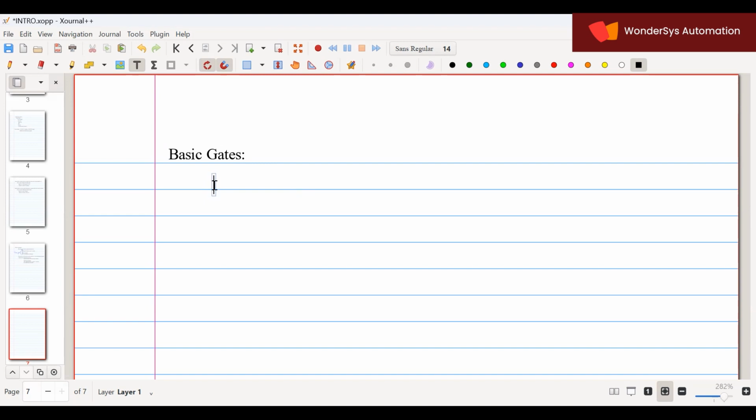Now, Mallikarjun and Srinivas, you know the basic gates, right? Don't answer any questions. Rest, please answer. Okay, can anyone tell how many basic gates are there?